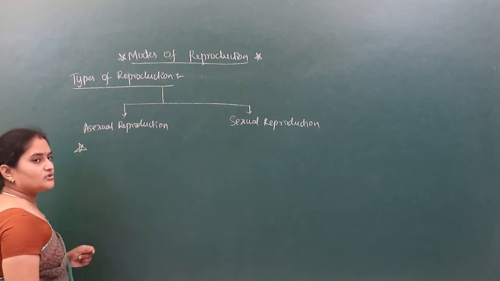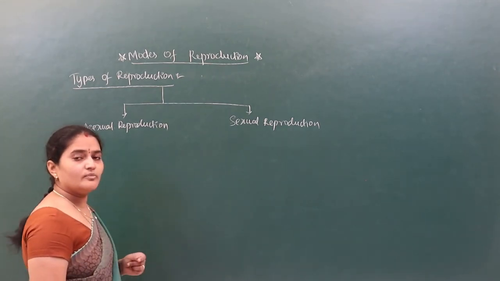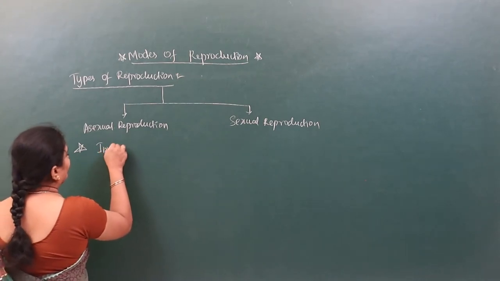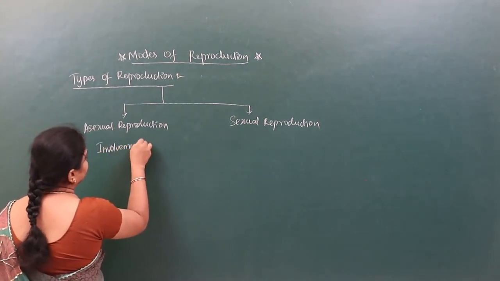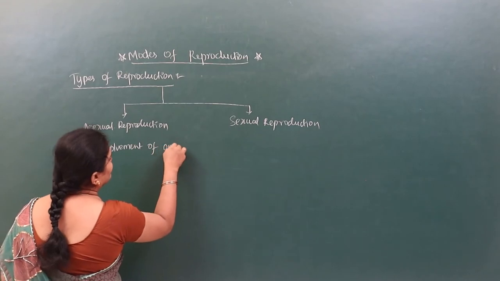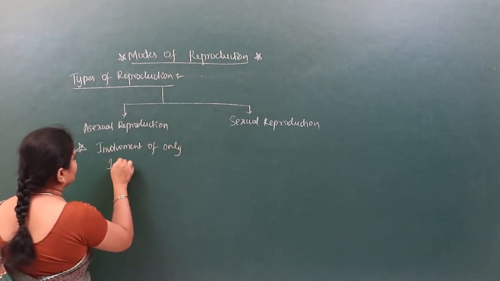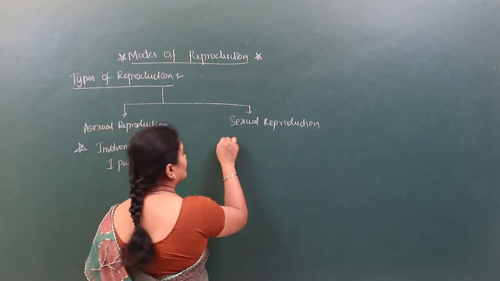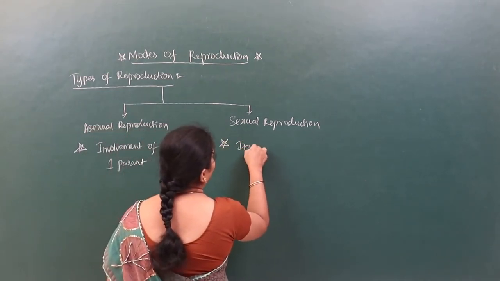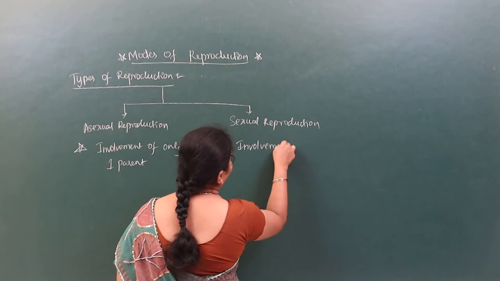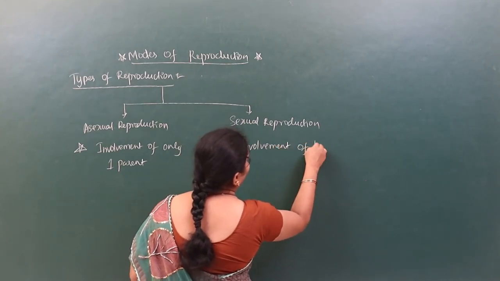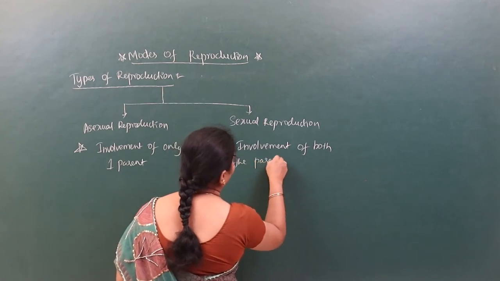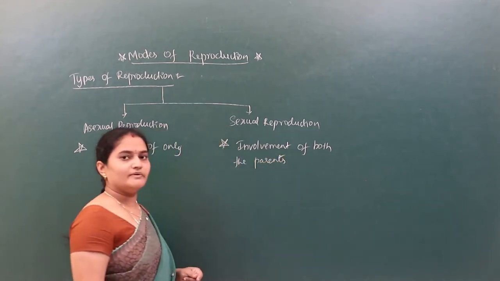In asexual reproduction, there is an involvement of only one parent. But in sexual reproduction, there is an involvement of both the parents. Both the parents, that means two parents, are involved.